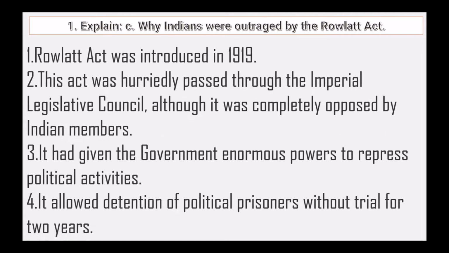Why were Indians outraged by the Rowlatt Act? The Rowlatt Act was introduced in 1919. This act was hurriedly passed through the Imperial Legislative Council, although it was completely opposed by the Indian members. It had given the government enormous powers to repress political activities. It allowed detention of political prisoners without trial for 2 years.